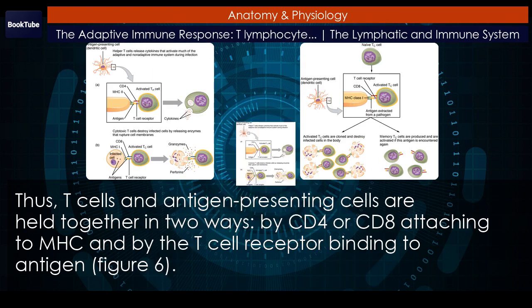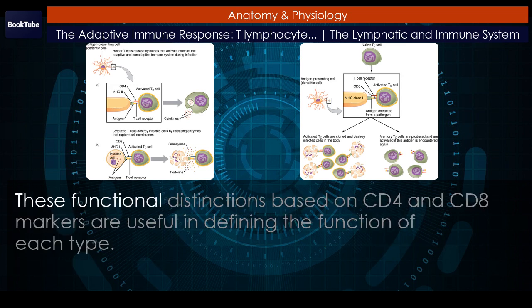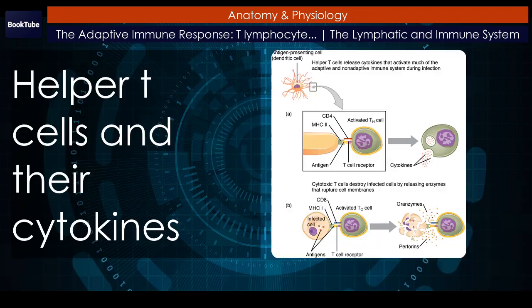Figure 6. Although the correlation is not 100%, CD4-bearing T cells are associated with helper functions and CD8-bearing T cells are associated with cytotoxicity. These functional distinctions based on CD4 and CD8 markers are useful in defining the function of each type. Helper T cells and their cytokines.